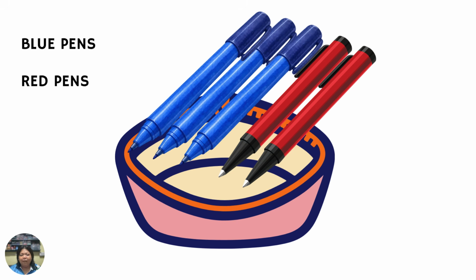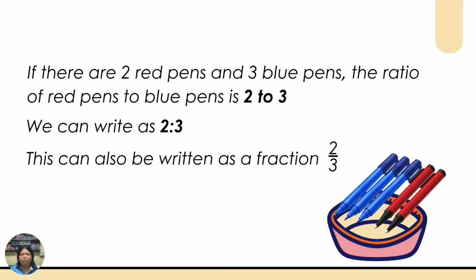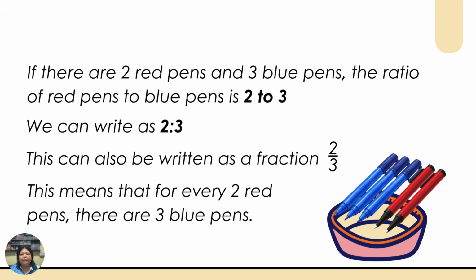Again, how many blue pens are there? There are three. And how many red pens? Correct, there are two. So if there are two red pens and three blue pens, the ratio of the red pens to blue pens is 2 to 3. We can write this using colon form as 2 colon 3. Also, we can write it using fraction form as 2 over 3. So this means that for every two red pens, there are three blue pens.